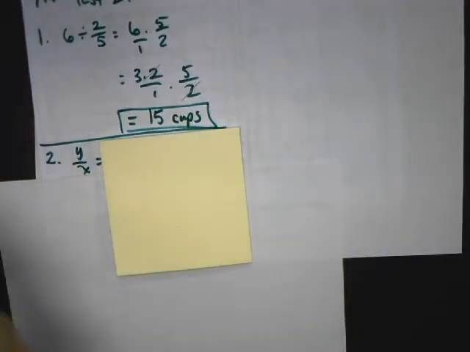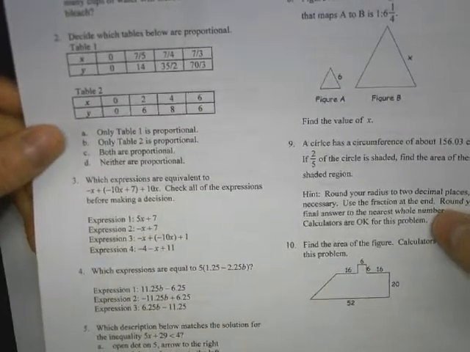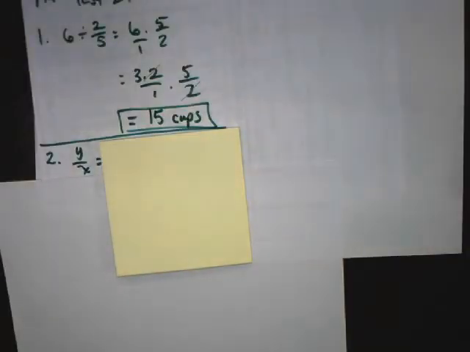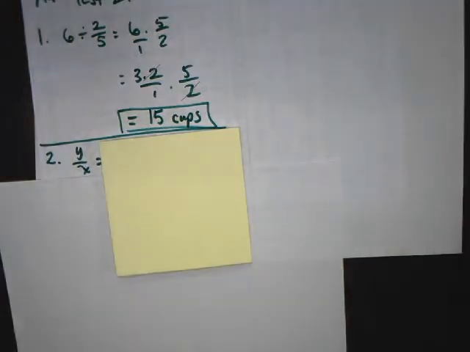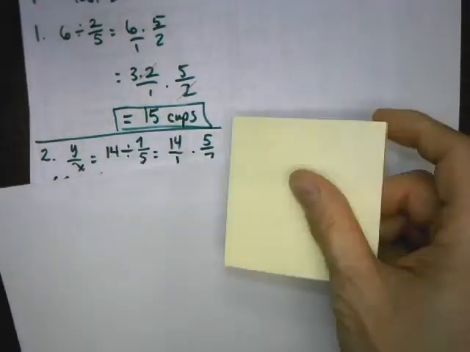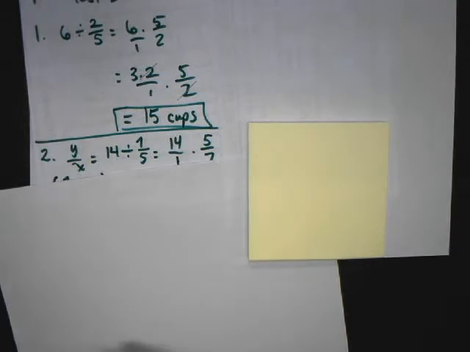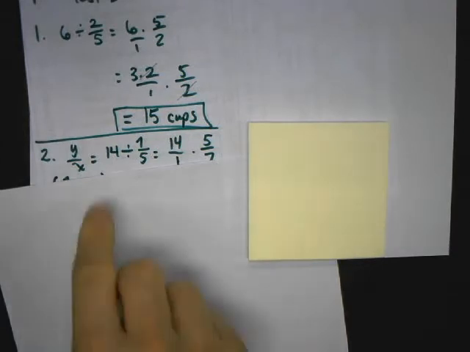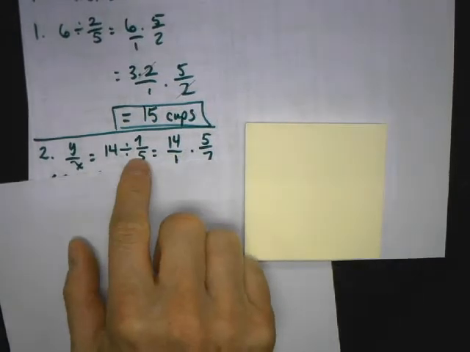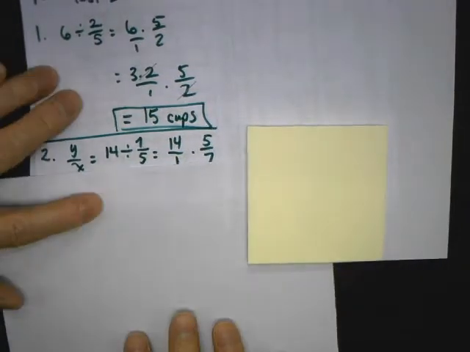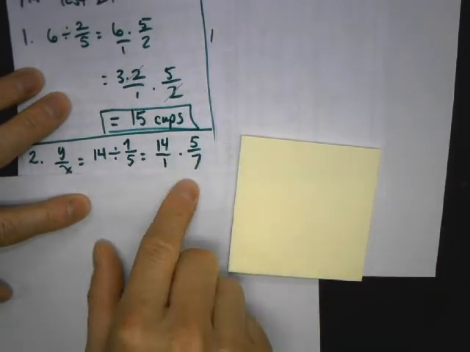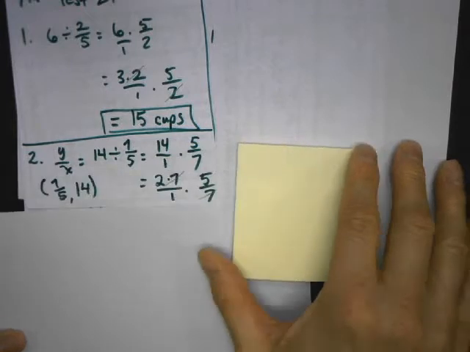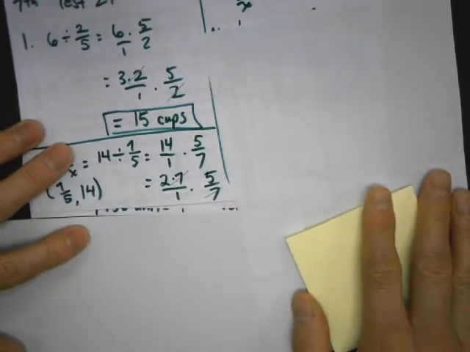For number 2, we have to decide which of these tables are proportional. Since we learned slope is y over x, I'm just going to stick with that. I'm going to put the bottom numbers over the top numbers and see if I get the same thing every time. If I take the first point, which is 7/5 is my x and 14 is my y, and I put y over x, that means y divided by x, or 14 divided by 7/5, which again, dividing fractions means to multiply by the reciprocal, where we do our factor trees and cross out our ones again, and we see that that ratio is 10.